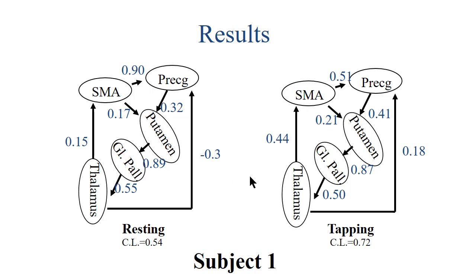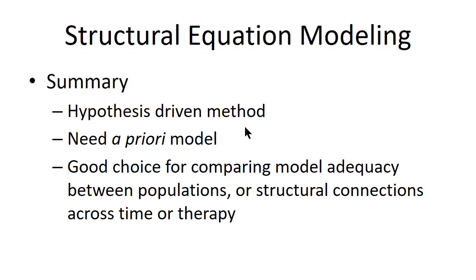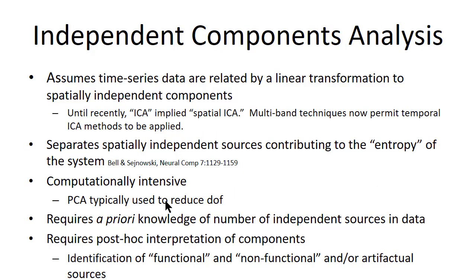The interesting thing to note, which actually makes a lot of sense, is that when switching from rest to tapping, there's an increase in the coupling between the thalamus and the cortical motor elements. So this is something that structural equation modeling would be good for testing: testing between 2 states, or comparing model adequacy or connection strengths between populations. This has been done in the literature, and I encourage you to look at the review if you're interested in this.